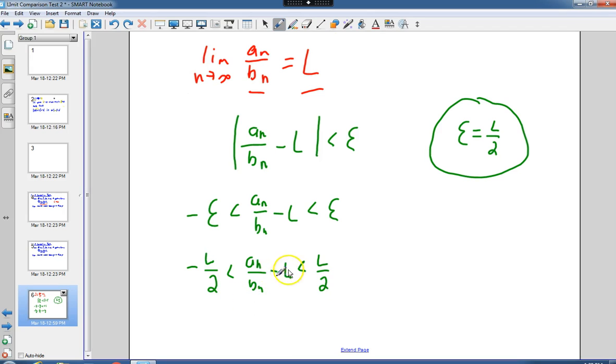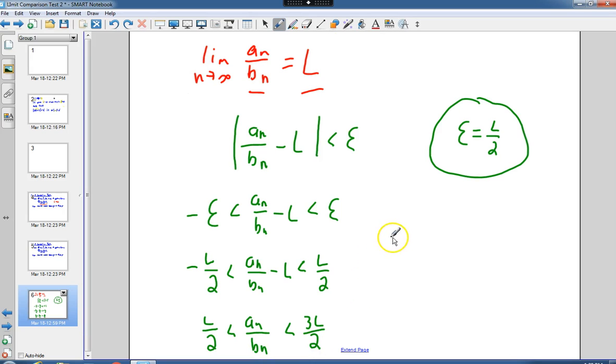And then we could add L to all sides of the inequality. When I add L to this left side of the inequality, I will get just L over 2. When I add that to the inequality in the middle, we are just left with a sub n over b sub n. And then when I add L to the right-hand side of our inequality, we'll get 3L over 2.